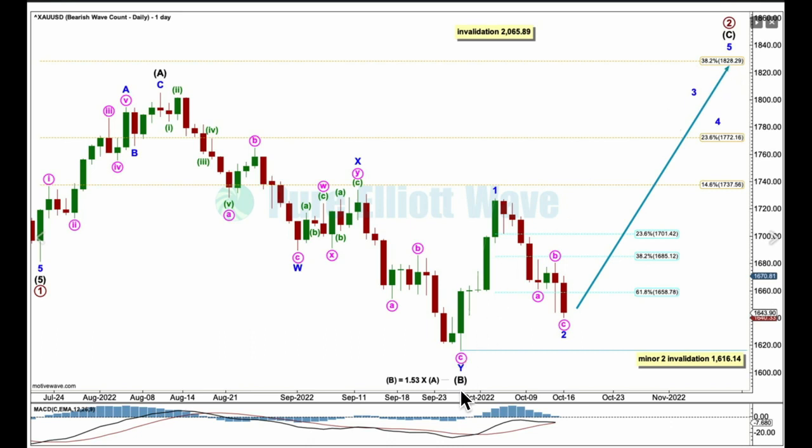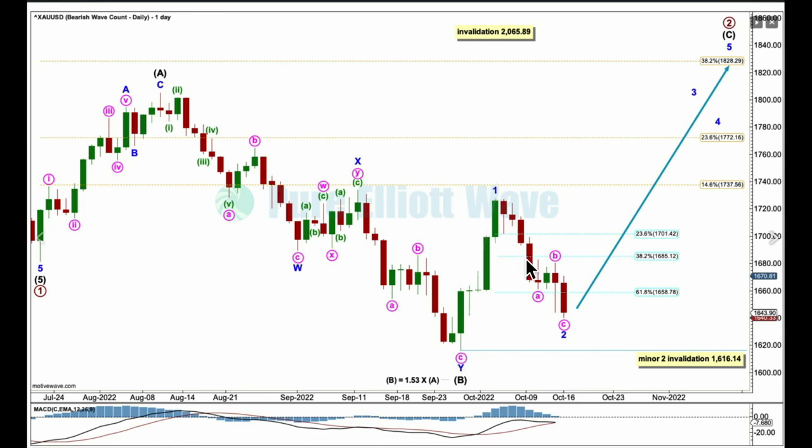Intermediate B is a corrective structure. It's a double zigzag. It is 1.53 the length of intermediate A. That's a bit longer than the common range of up to 1.38, but still well within an allowable guideline of up to 2. B is over here. C should continue higher as a 5-wave motive structure, so either an ending diagonal or an impulse, which is more likely.